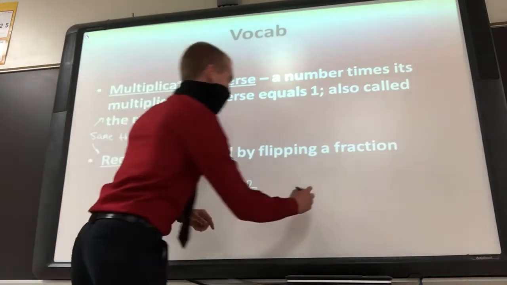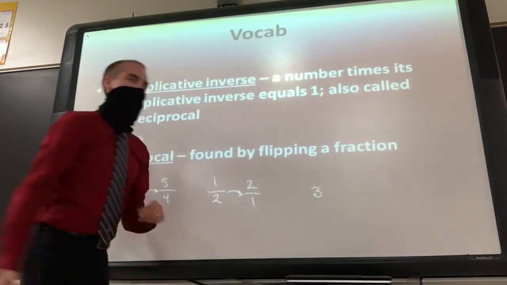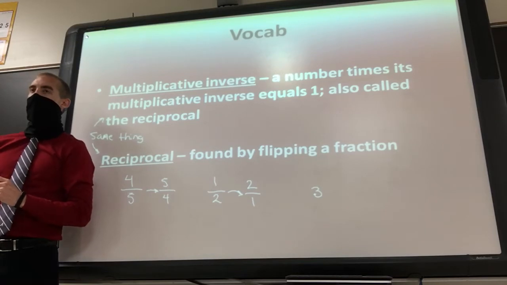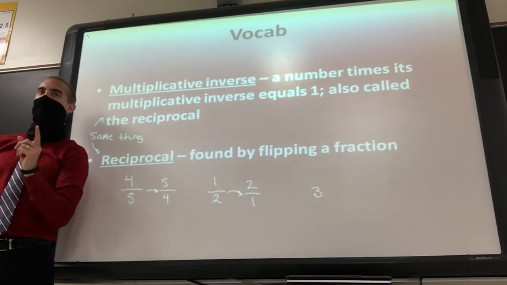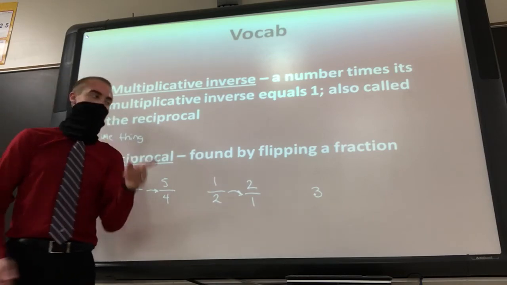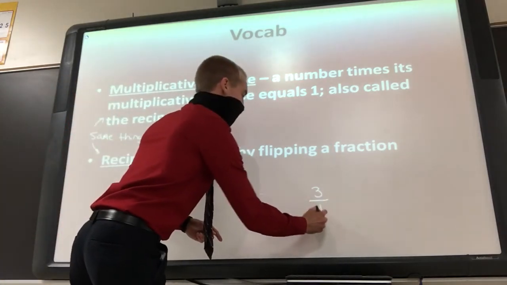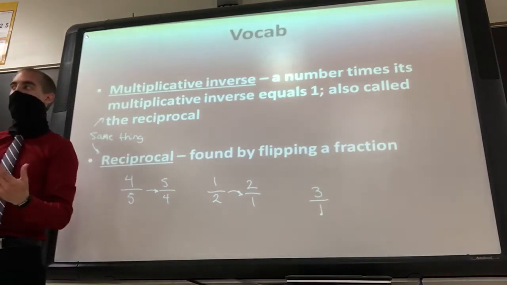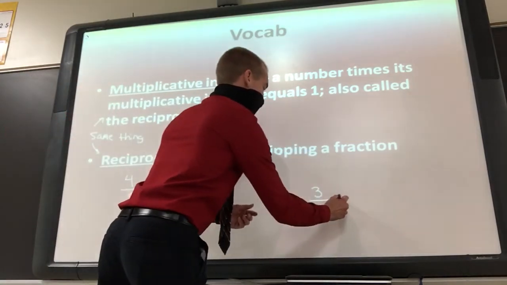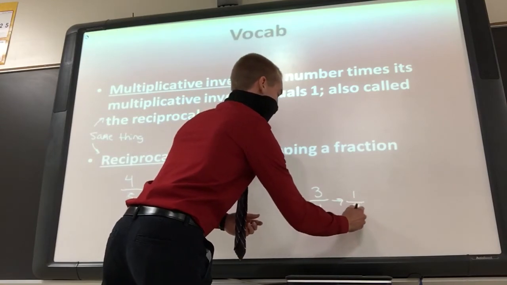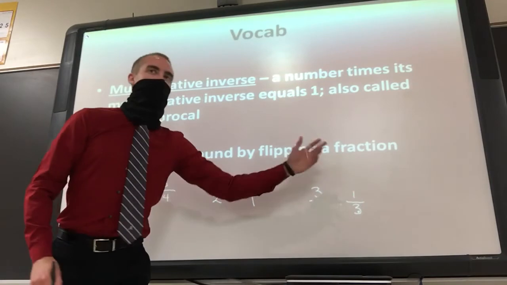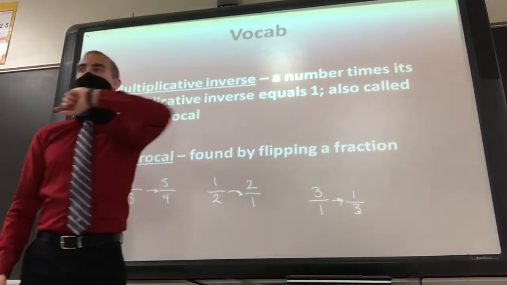What about the multiplicative inverse of 3? The reciprocal of 3. How should we write 3 to make it look like a fraction? 3 over 1. When we write it this way, it's a little easier to see what the reciprocal is, because if you flip 3 over 1, you get 1 over 3. And if we multiply these two together, we get 3 over 3, which simplifies to 1.